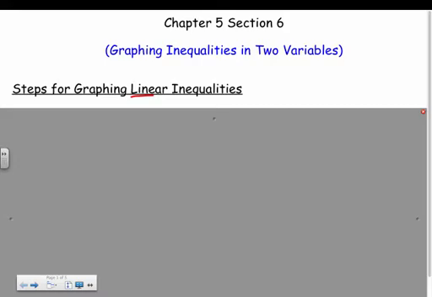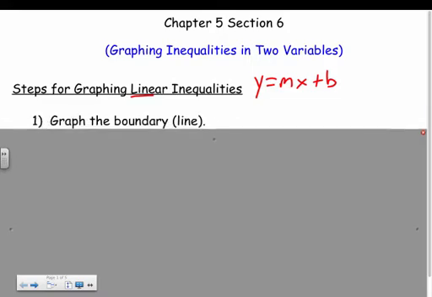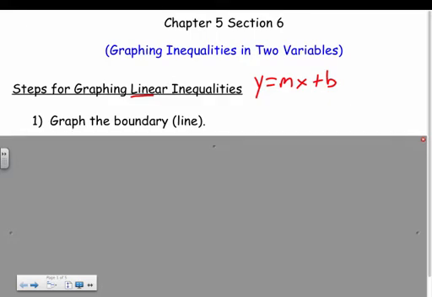So first things first, when I see linear, I'm thinking slope-intercept form. So we're going to get our equations, our inequalities in this case, in slope-intercept form, and we're going to graph them. There's a couple different rules, though. First thing I need to do is graph the line. Graph the boundary line is what we call it.